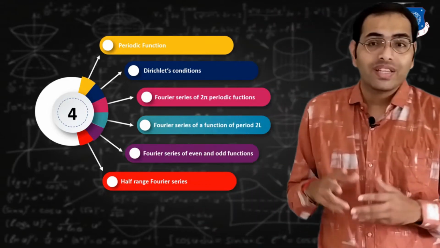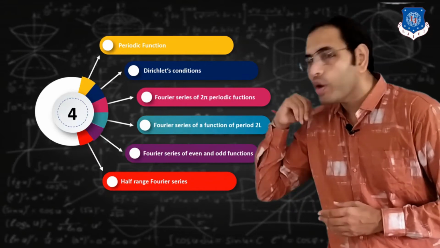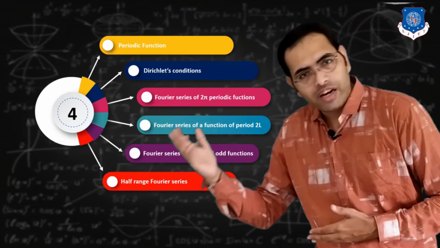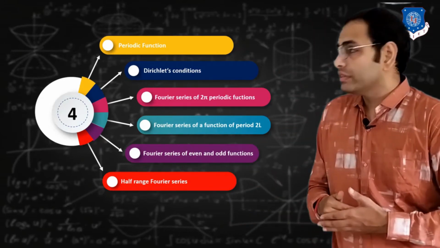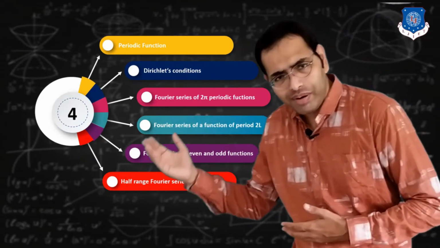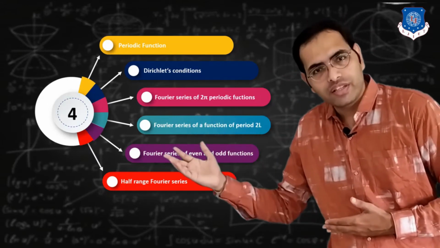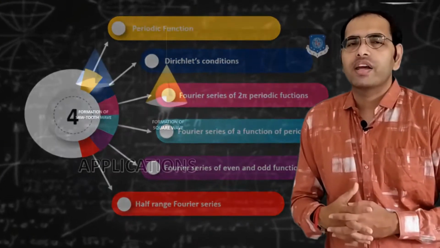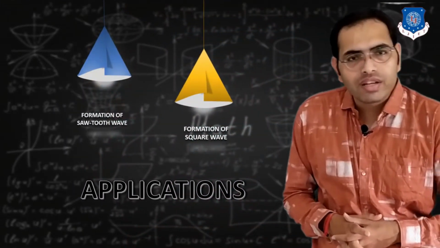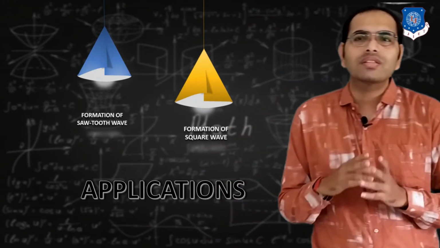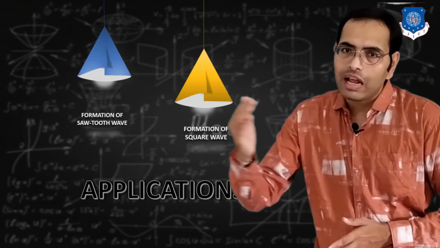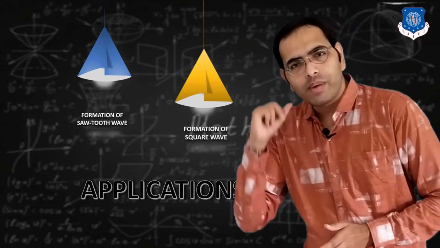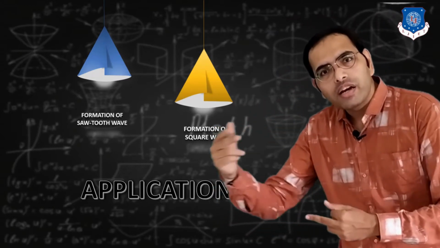Now, let's see the contents of the Fourier series. First one is periodic function, even and odd function, then function having arbitrary periods, half range sine series, half range cosine series, etc. There are various applications of the Fourier series. Basically, how these signals are formed with the help of Fourier series. Here we take two applications to generate the waveforms.